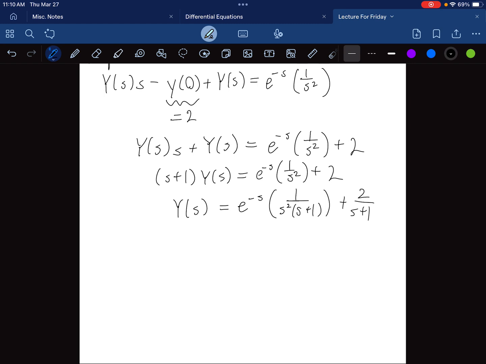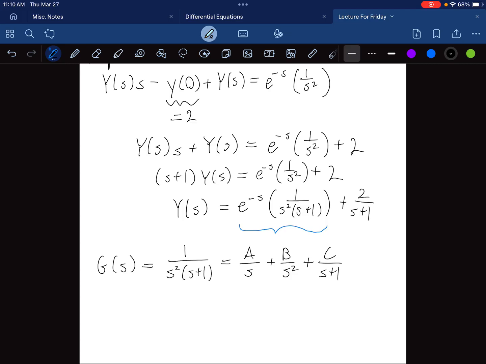And so recall from Wednesday's lecture, for this first term, this e to the negative s times this fraction, we just want to ignore this e to the negative s and find the inverse Laplace transform of 1 over s squared times s plus 1. So we can call this capital G of s is equal to 1 over s squared times s plus 1. And here, we're going to have to do partial fraction decomposition. So we have A over s plus B over s squared plus C over s plus 1.